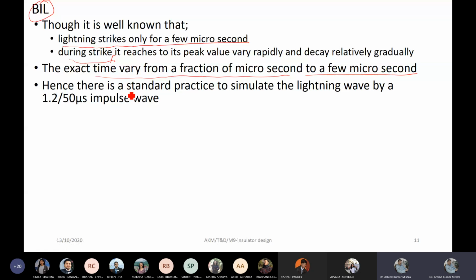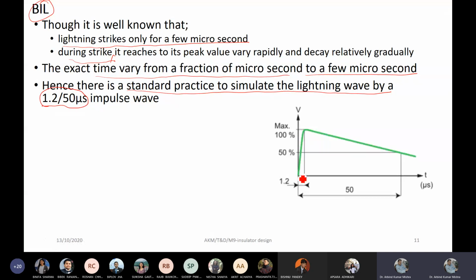Hence, there is a standard practice to simulate the lightning wave by this wave. What does it mean? This is your lightning wave simulation. This is just for simulation. This does not mean that all lightning has the same characteristic; in practice, it varies. This is the peak time, also called the front time, TF, that is the time to reach the peak value from 0 in the lightning strike.